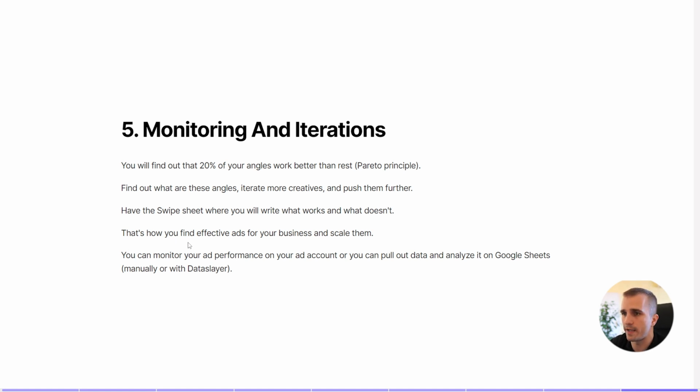So that's how you find effective ads for your business and scale them. You can monitor your ad performance in your ad account, or you can pull out that data and analyze it in Google Sheets. You can do it manually, or you can use the tool Data Slayer, which automates all that process.